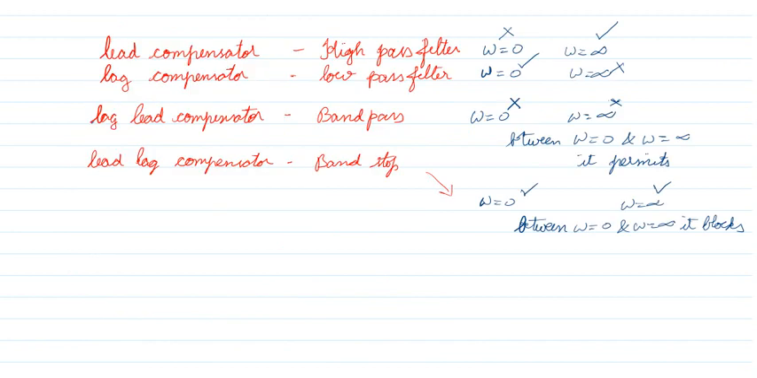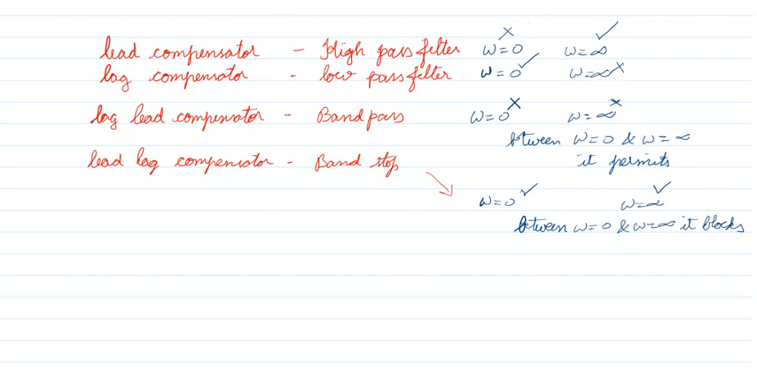Okay, then some interview-type questions, right? If it's a lead compensator, I can say it is a high pass filter. High pass filter means at low frequency, omega 0, it will not permit, at high frequency, omega infinite, it will permit. Lag compensator is a low pass filter. That means at low frequency, omega 0 and very low frequency, it will permit, at high frequency it will not permit, it will block.